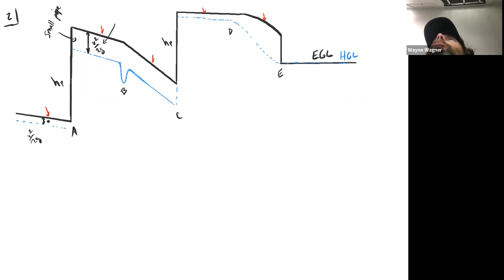Okay, and then it says, is there a free surface such as a reservoir in the system? If so, where?